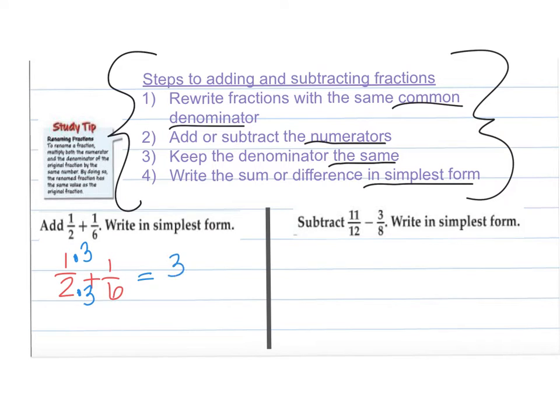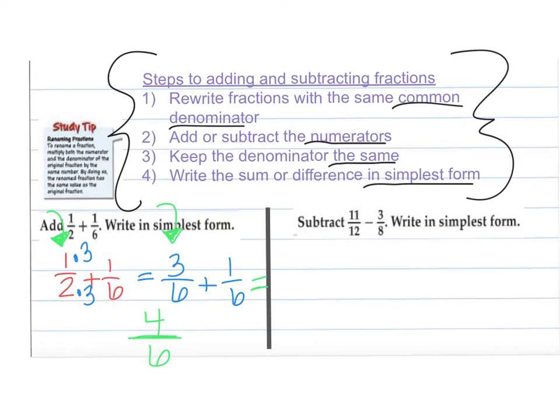I'm going to rewrite this then as 3/6 plus 1/6. And all I did here to this fraction, the one that we changed, all I did was I took 1/2 and I just changed it to an equivalent fraction. So 3/6 is 1/2. I'm just rewriting it so it has 6 on the bottom so that we're able to add them together. So then our next step is add or subtract the numerators. 3 plus 1 is 4. Keep the denominator the same. So 4/6, and then we need to write it in simplest form.